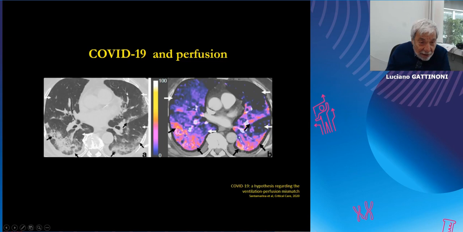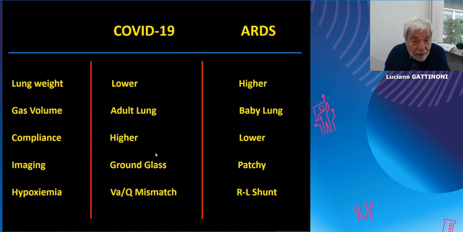Now, when you go to perfusion, look at this COVID patient. Look, what is the perfusion of this patient? Where the perfusion is supposed to be low, it is very high. And where it's supposed to be good, there is no perfusion at all. This is called VA/Q mismatch, which is the basic problem of this patient, which is not cured by increasing the pressures and increasing PEEP.